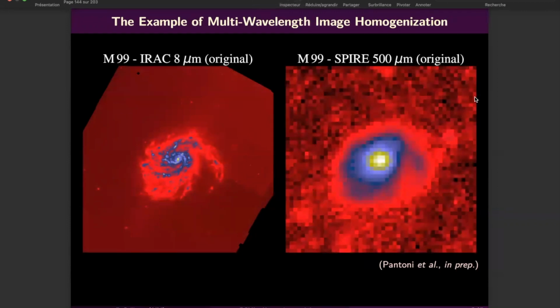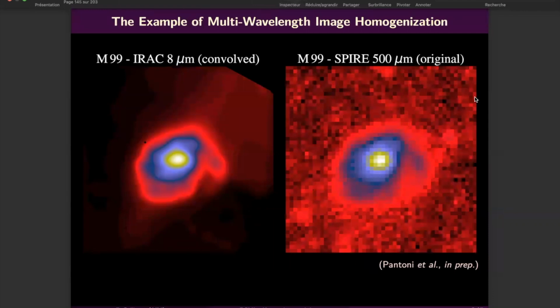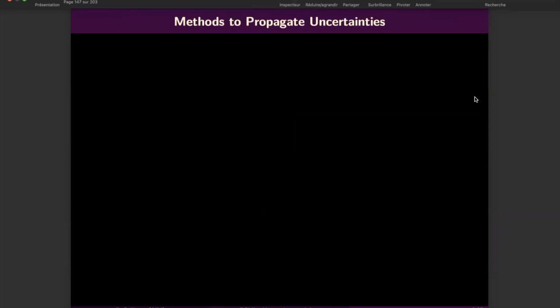And then what we want to do is compare those two images consistently. So it means that we want to degrade this image to the resolution of this one and resample it on the same pixel grid. So if we degrade it, it looks like that. And then if we resample it, it looks like that. And to propagate the uncertainties through these different steps, there are several methods.